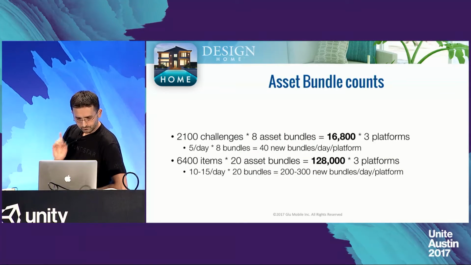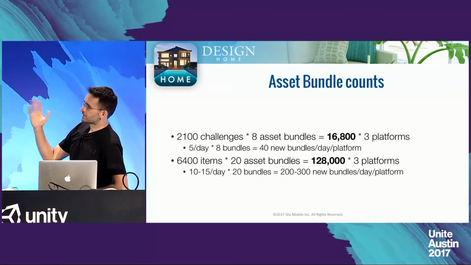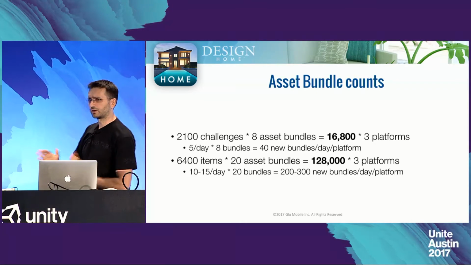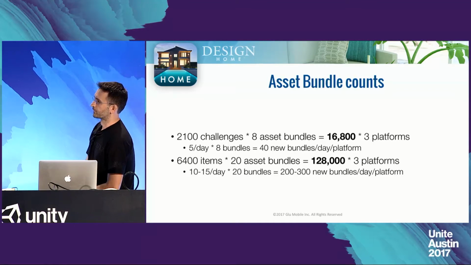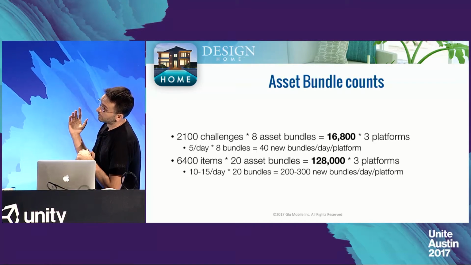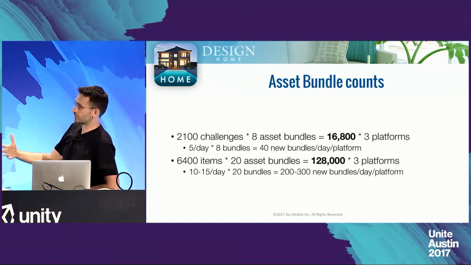So the current asset bundle counts. These are rough estimates. Our challenges take about 8 asset bundles. We tier our assets so each texture is in a separate bundle, because, like I said, we load them on demand depending on the device. So our challenges right now are at about 16,000 asset bundles, and that's per platform. You multiply it by 3, which is iOS, Android, and then our desktop, which is our render server farm. It's a lot of bundles. And then our items, even more, over 120,000 per platform.